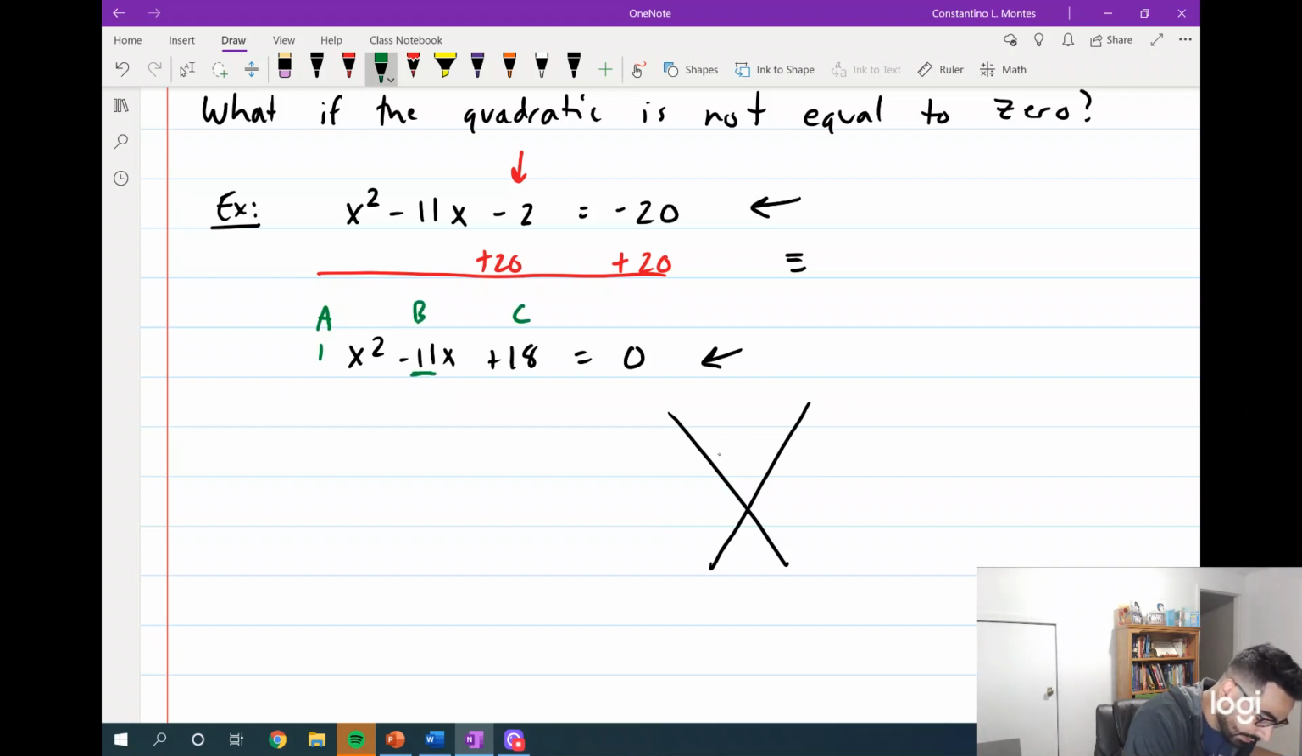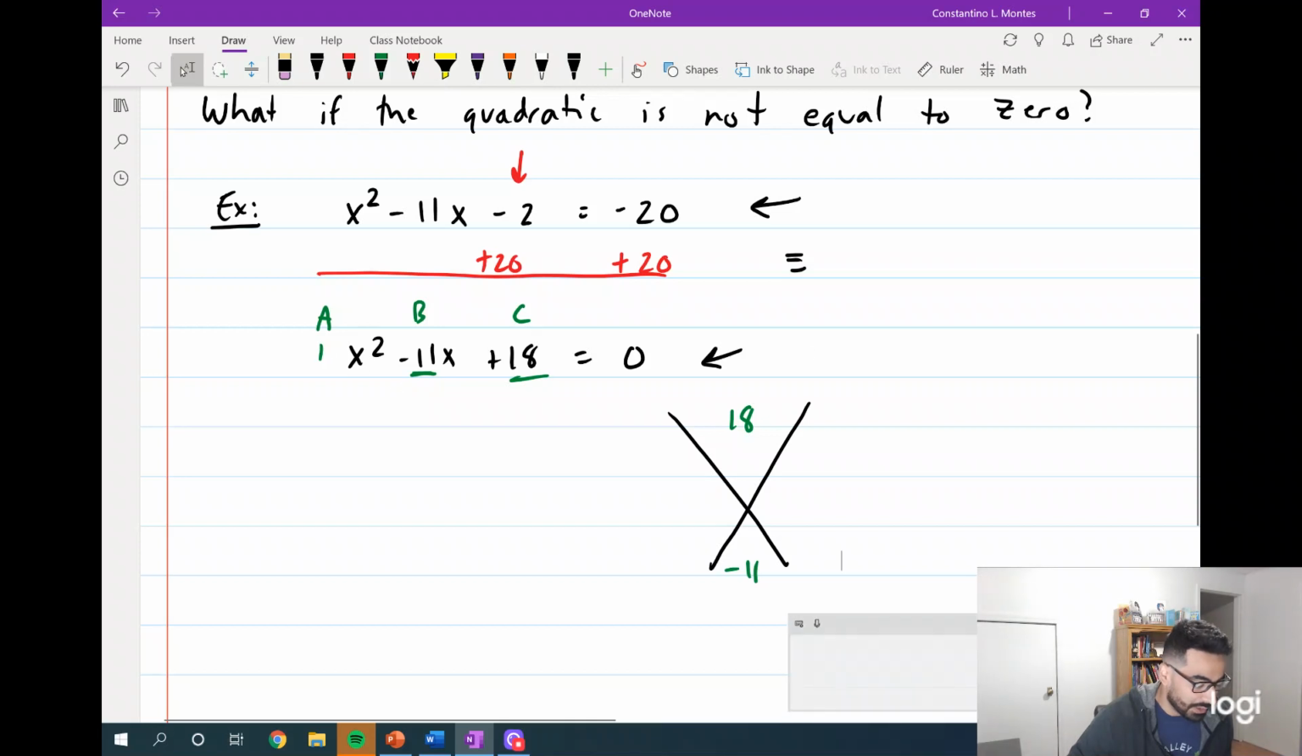And we got C, which is 18. So what times what gives me 18, but when I add it together, it gives me negative 11. Now there is something to point out. The only reason I can just steal 18 from here is because this is 1.